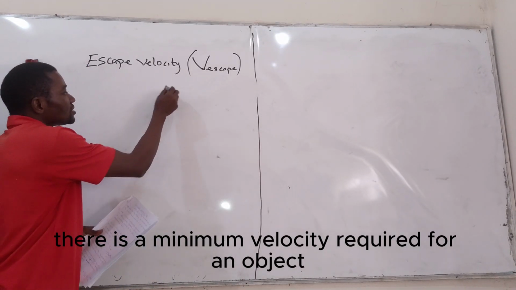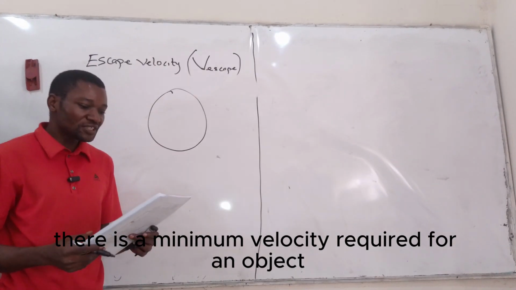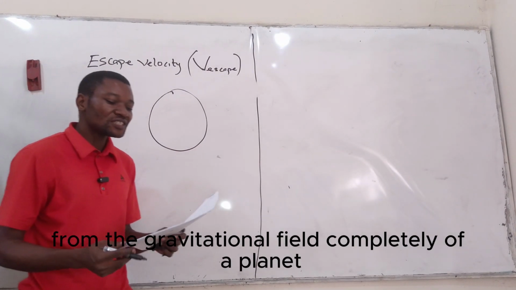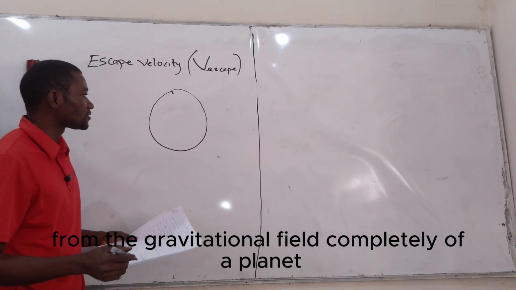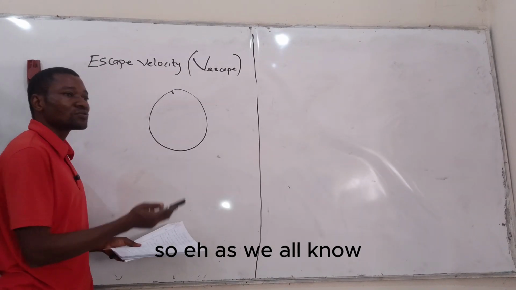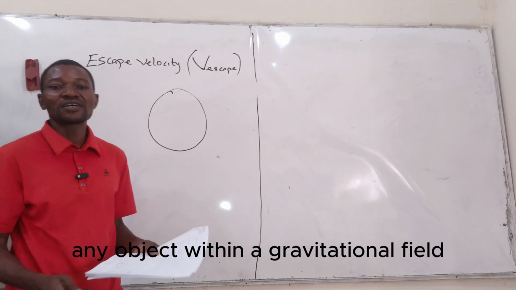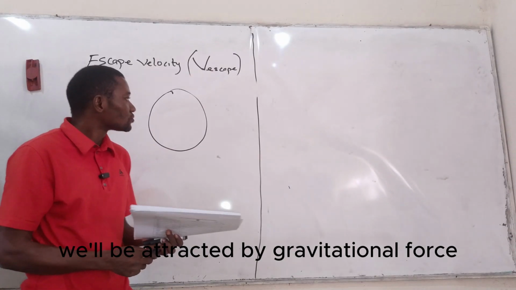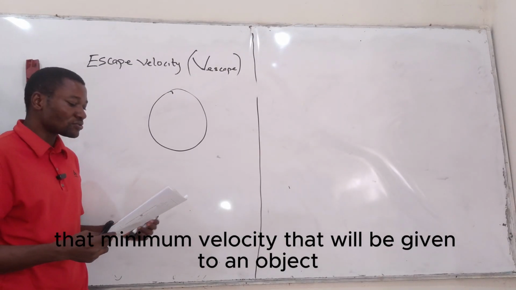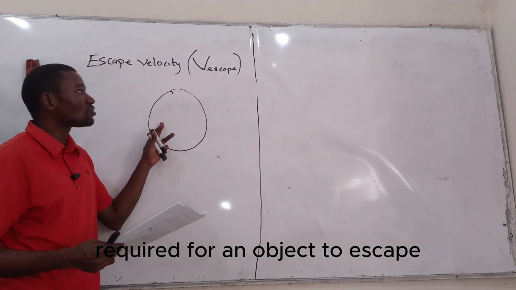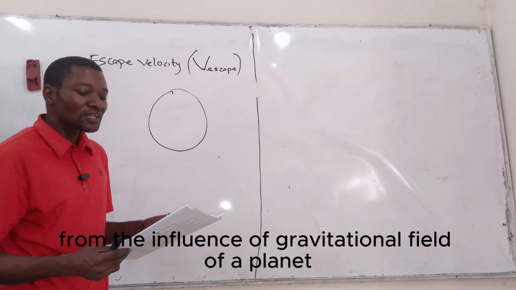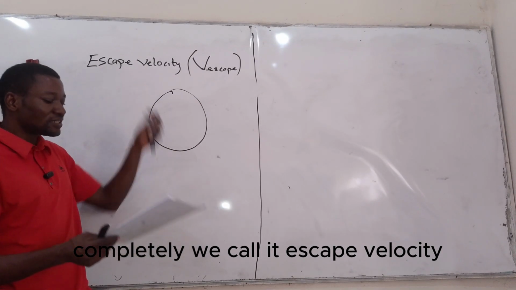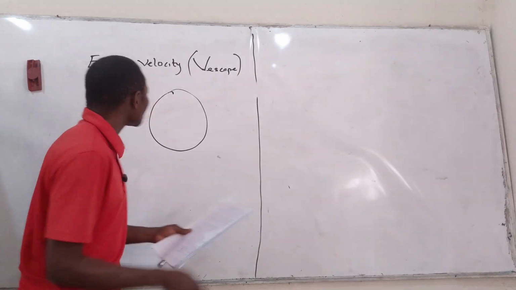It is the minimum velocity required for an object to escape from the gravitational field of a planet completely. So, as we all know, any object within a gravitational field will be attracted by gravitational force. So that minimum velocity that will be given to an object, required for it to escape from the influence of the gravitational field of a planet completely, we call escape velocity.